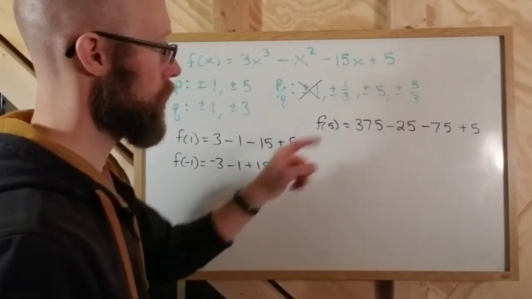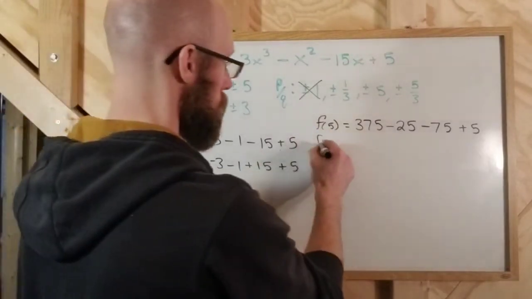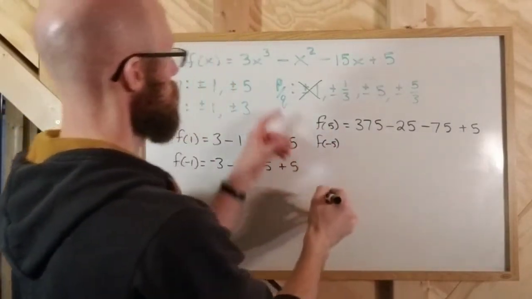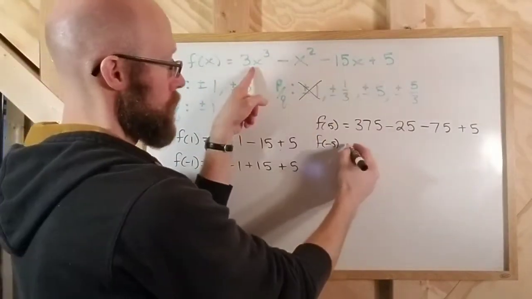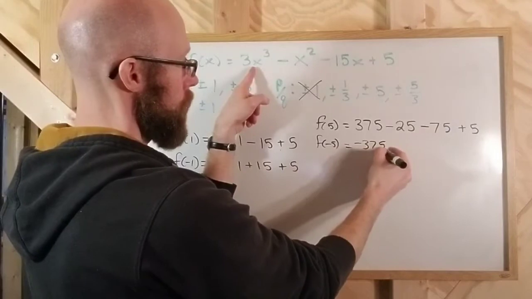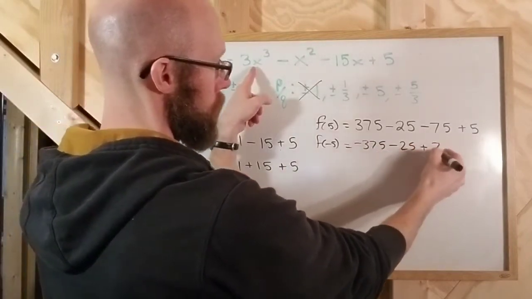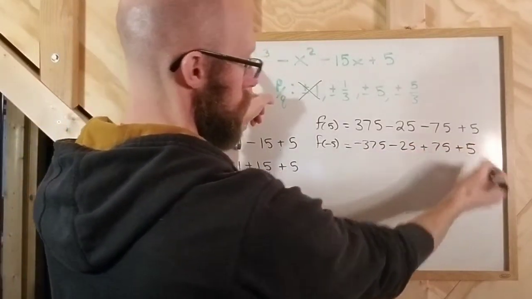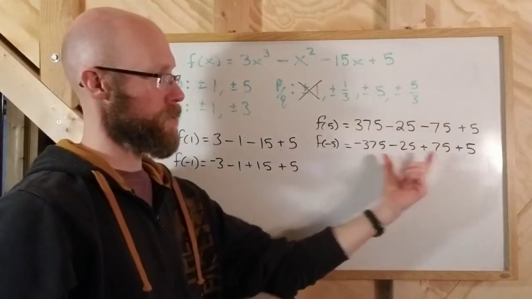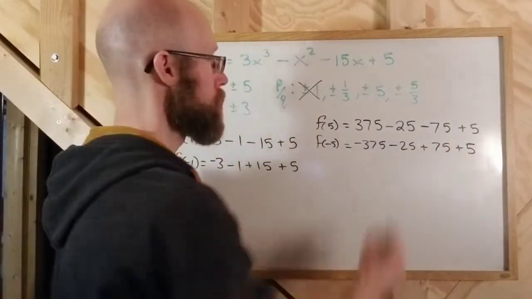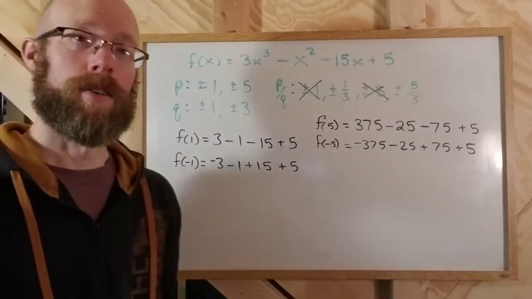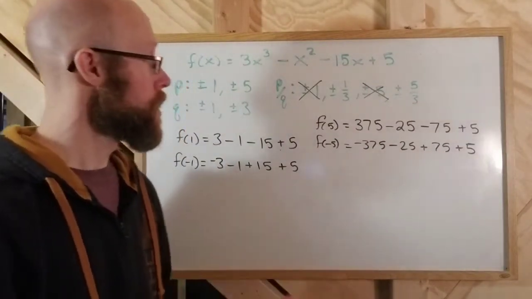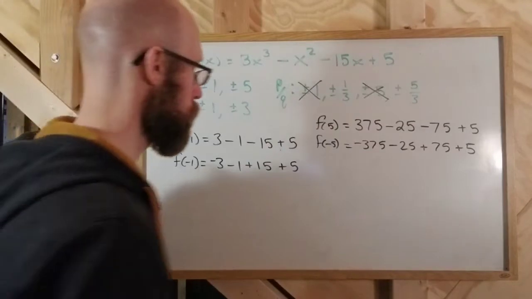If I try that with a negative 5, it just changes all the signs on the odd degree terms. So this would be negative 375 minus 25 plus 75 plus 5. Again, the negatives certainly outweigh the positives, so the 5s don't work. Okay, so now we got to go to our fractions. Let's start with a positive 1/3.